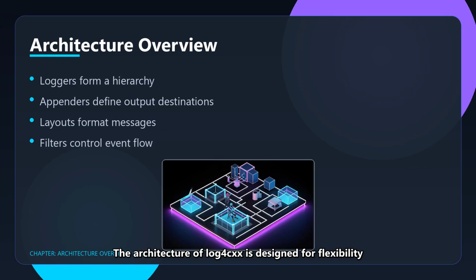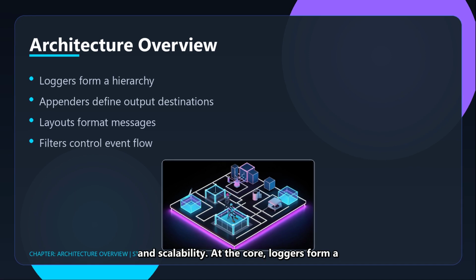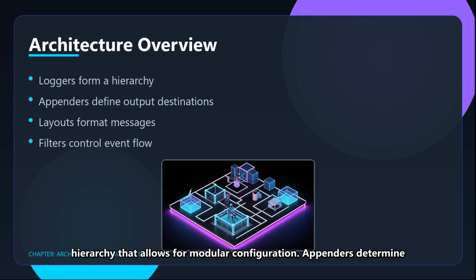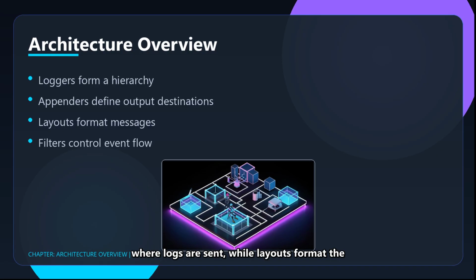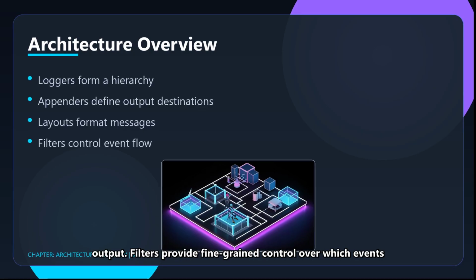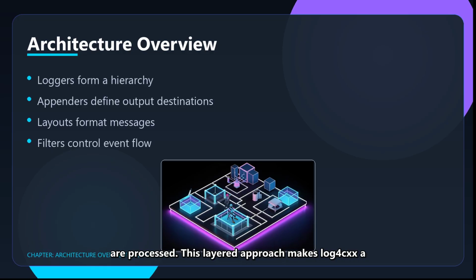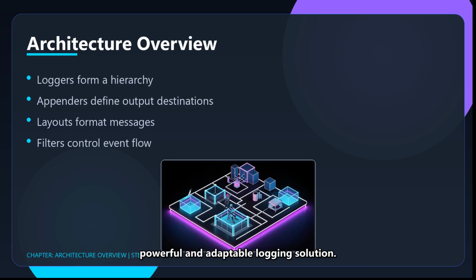The architecture of log4cxx is designed for flexibility and scalability. At the core, loggers form a hierarchy that allows for modular configuration. Appenders determine where logs are sent, while layouts format the output. Filters provide fine-grained control over which events are processed. This layered approach makes log4cxx a powerful and adaptable logging solution.